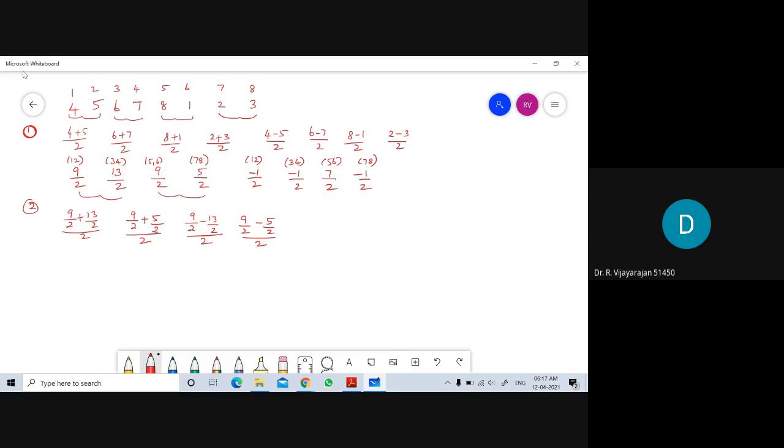So this is going to be 22 by 4, 22 by 4. This is 14 by 4. This is going to be minus 4 by 4. This is plus 4 by 4. The remaining values are minus 1 by 2. You need to write the remaining detailed coefficients as such: minus 1 by 2, minus 1 by 2, 7 by 2, minus 1 by 2.